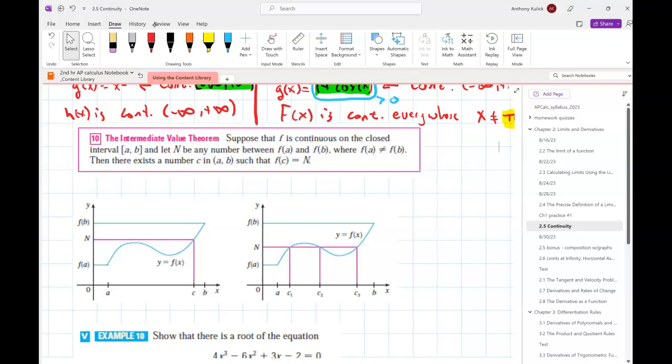The intermediate value theorem states, suppose that f is continuous on the closed interval from a to b. Let capital N be any number between f of a and f of b, where f of a and f of b are not equal. Then there exists a number c in the open interval from a to b such that f of c is equal to N.